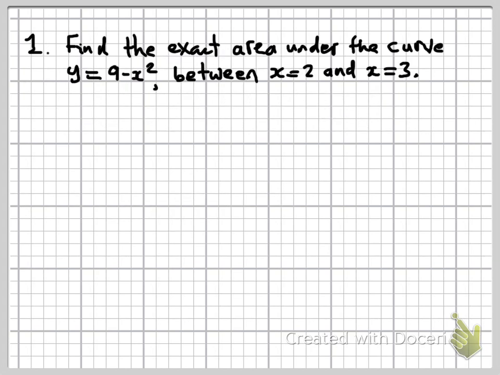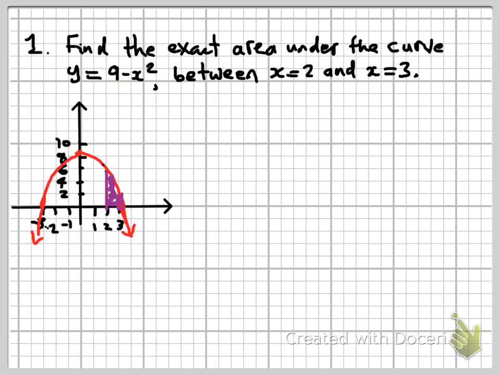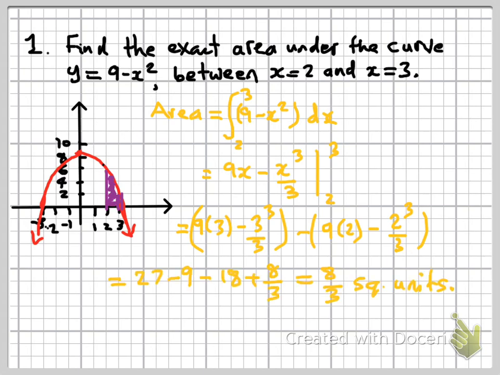Here's what I did. For the first one, we want to find the exact area under the curve y equals 9 minus x squared between x equals 2 and x equals 3. The picture you have in mind is the parabola 9 minus x squared, and the area is between 2 and 3 on the x-axis. That becomes a definite integral, which if you find that integral, it will be 9x minus x cubed over 3 from 2 to 3. And if you evaluate the values in there, your result will be 8/3 square units. I hope you got that right.